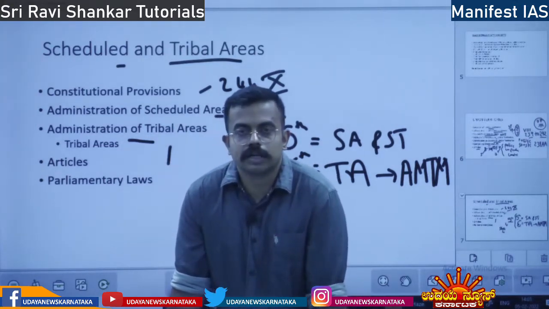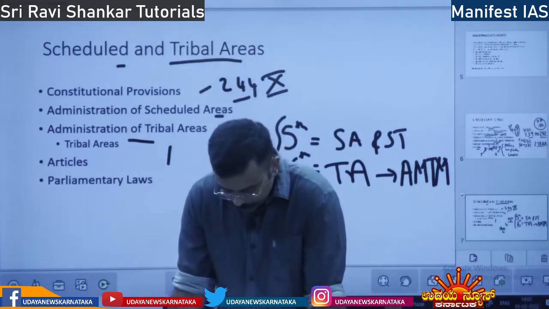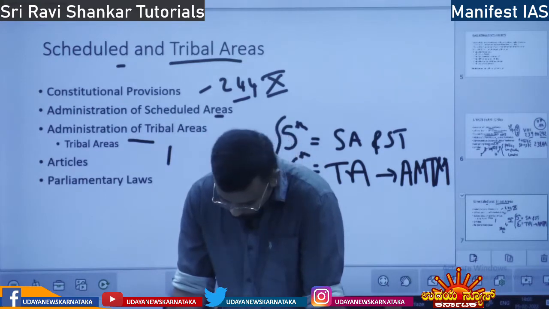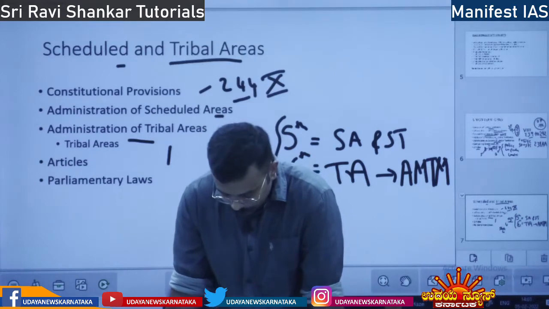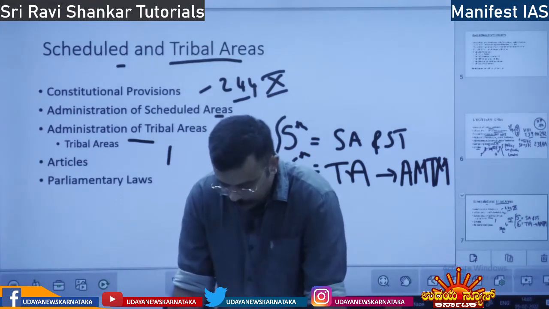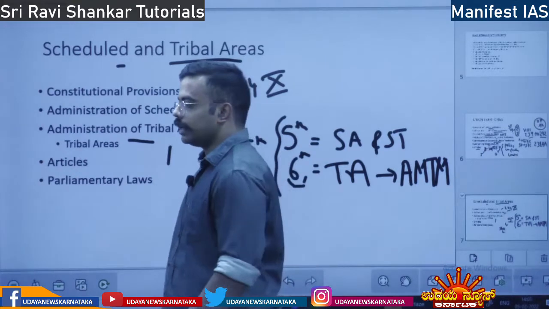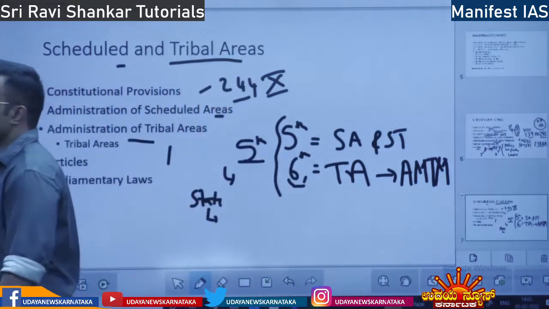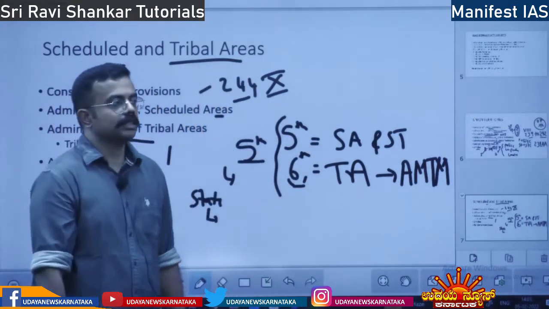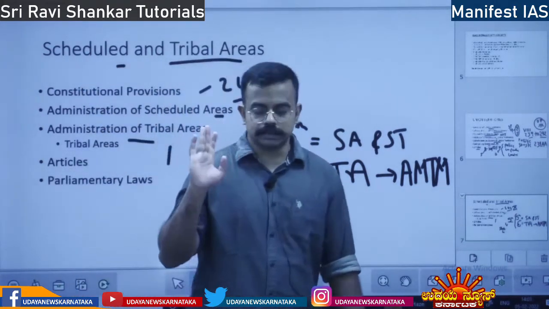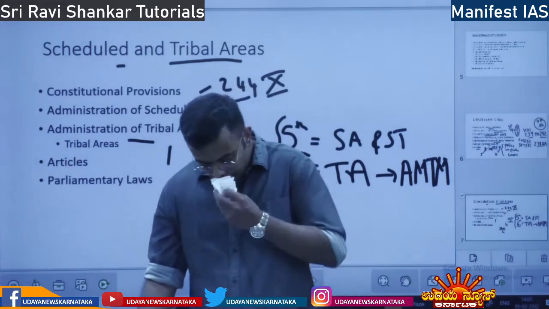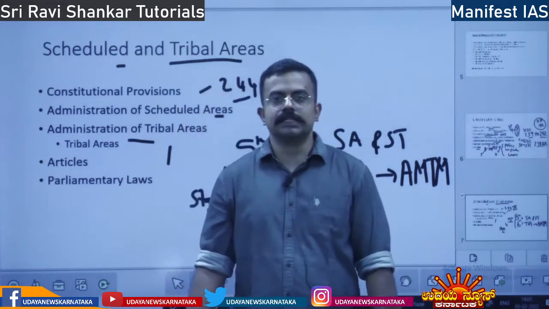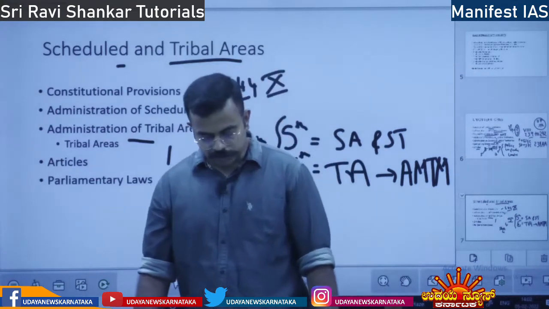The governor can organize or reorganize these districts. Next, each autonomous district has a district council. How many members does the district council have? The district council has 30 members. The number is important. Okay. So these councils administer the area under their jurisdiction.